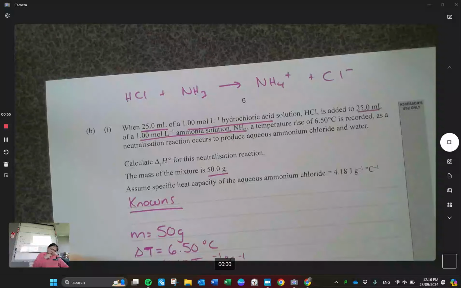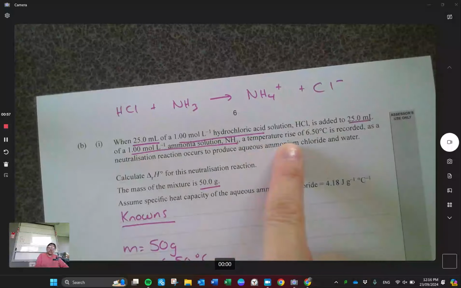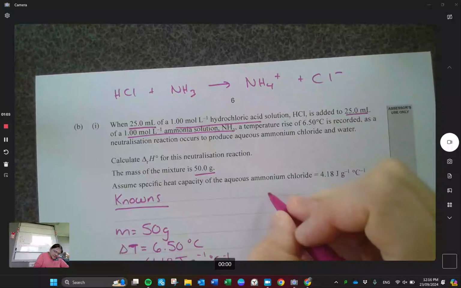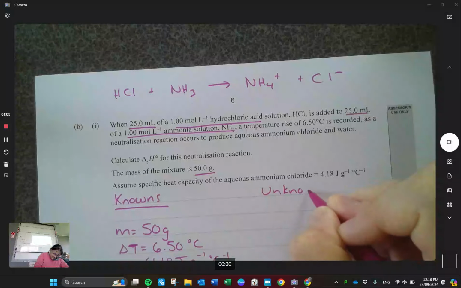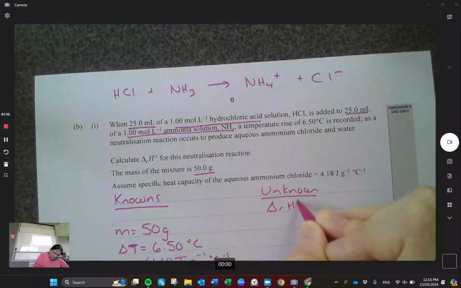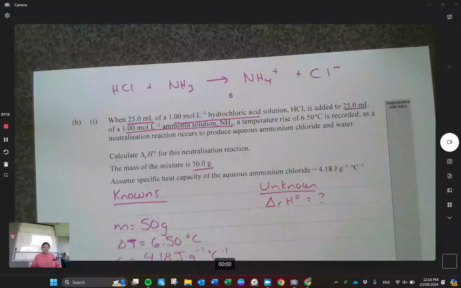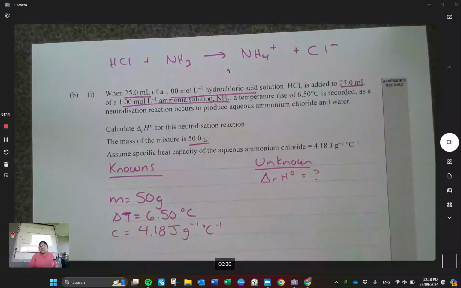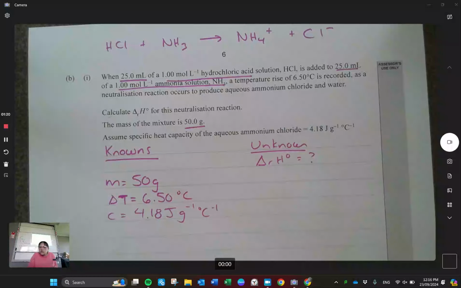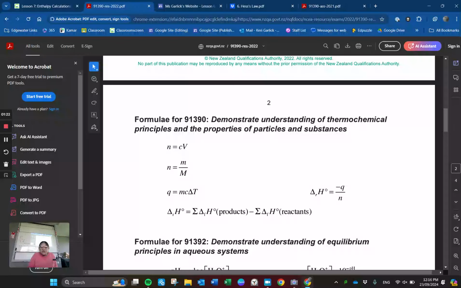All right, so something I have to note is I've been given a lot of information up here that I need to figure out how to transcribe to my questions. So my unknown for this case is delta H, so that's my enthalpy for that reaction, of this neutralization reaction. All right, so let's look at the equations again and figure out which one I need.